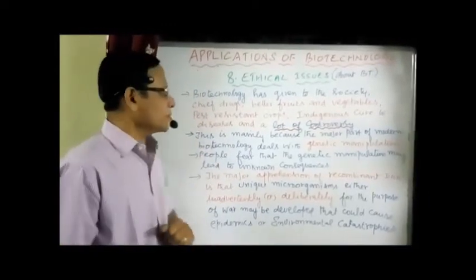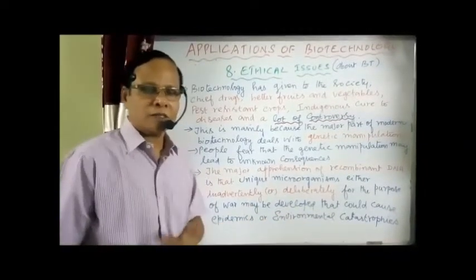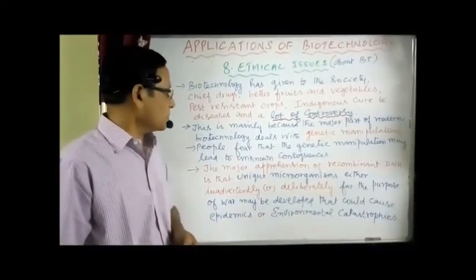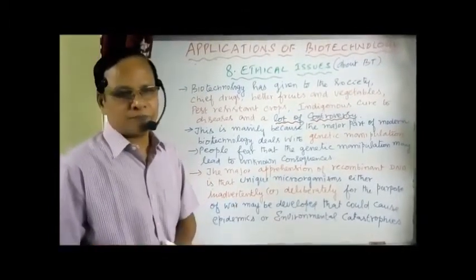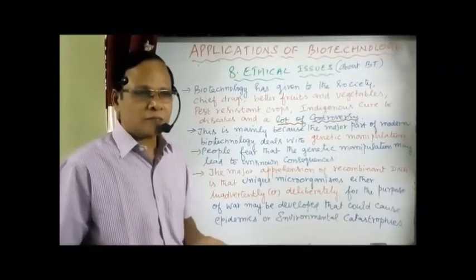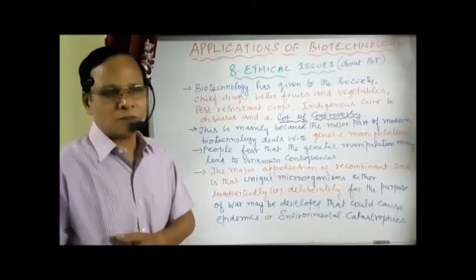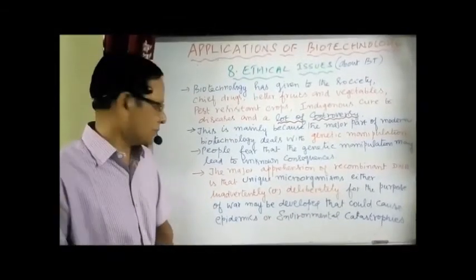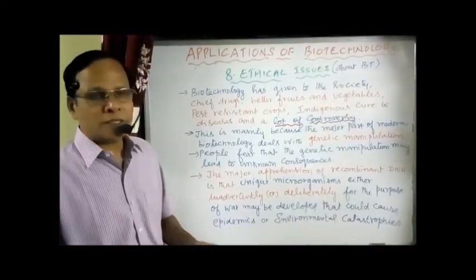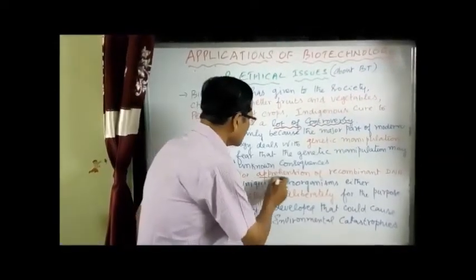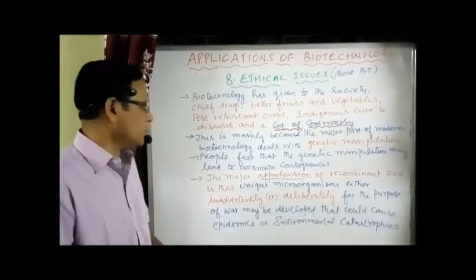Now, people fear that as we are using genetic manipulation, changing the entire organism, the genetic manipulation may lead to unknown consequences. Without appearance, they have led to the development of unknown consequences. Maybe they are thinking of harmful effects. For example, the major apprehension of recombinant DNA. Apprehension means the impact of recombinant DNA technology.